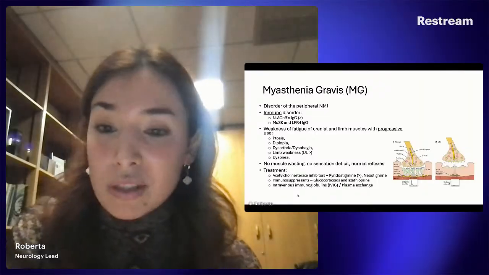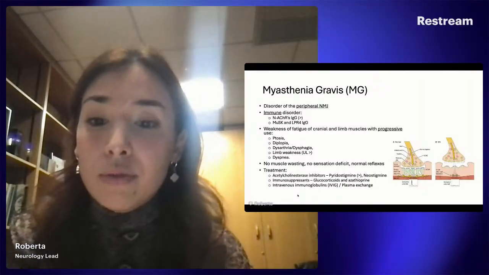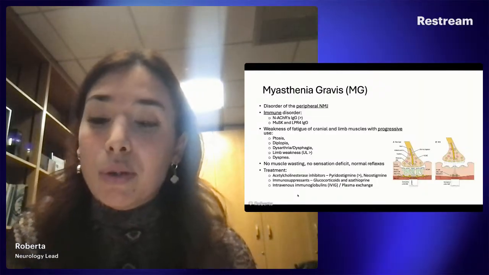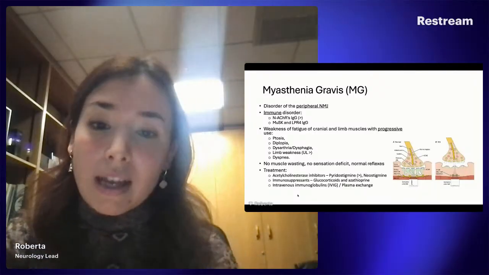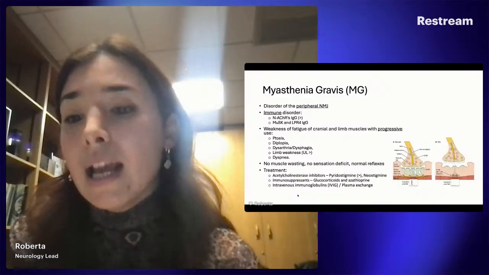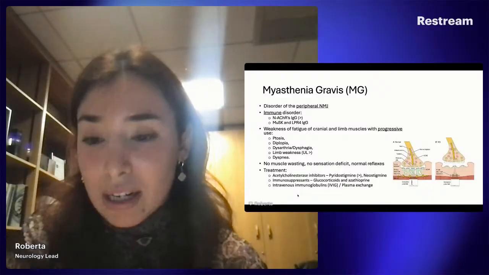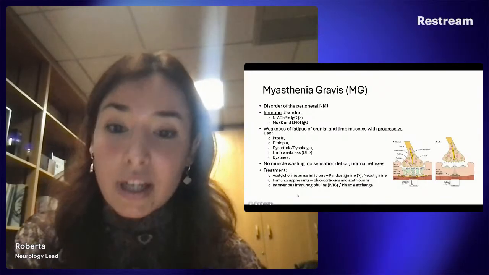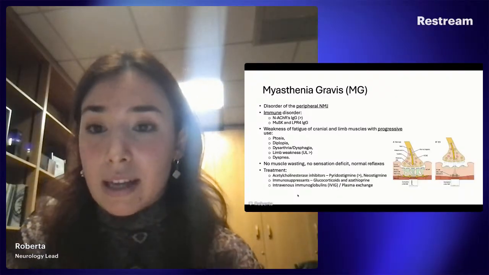We can use immunosuppressants. They're not super commonly used, but if we were to use them, then glucocorticoids and azathioprine are also used. And in cases of a myasthenic crisis, we would use IVIGs and plasma exchange as well.